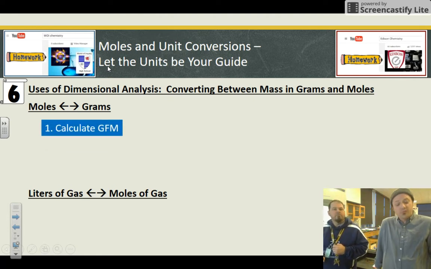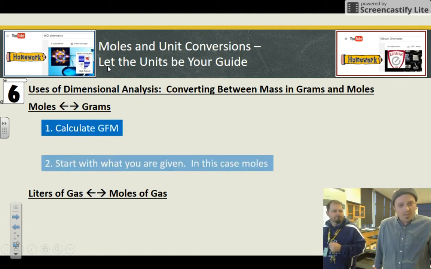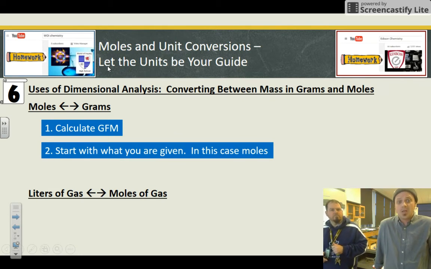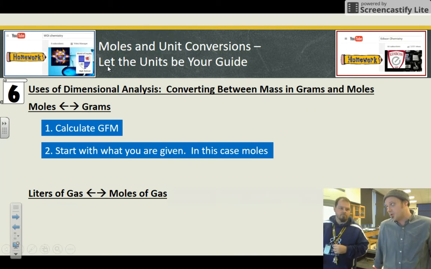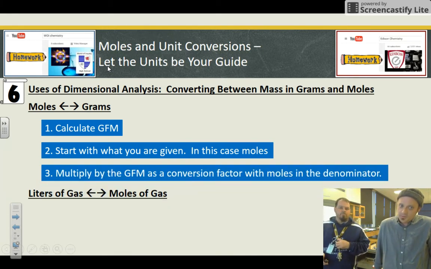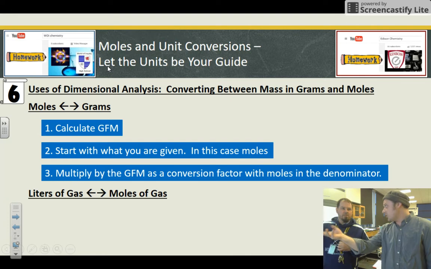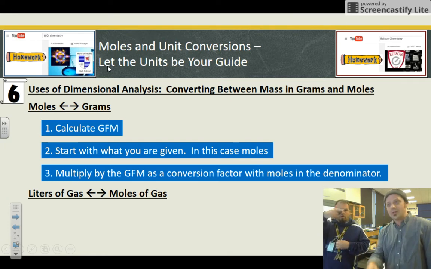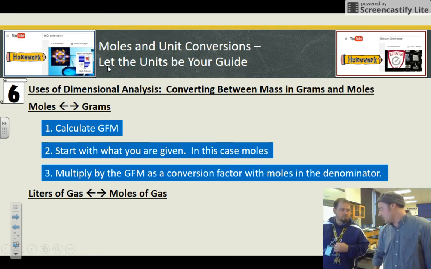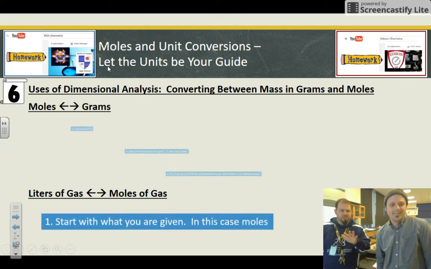The first step is always to figure out the gram formula mass of the compound you're interested in. Start with what you're given. In this case it is moles. So you're going from moles to grams, like 2 moles of water. How much does it weigh? You start with the moles, so you multiply by the gram formula mass as the conversion factor with the moles in the denominator. For water, it would be 18 grams over 1 mole. So 2 times 18 would be 36 grams, if that were the example we're doing, but we're not. We'll get there. First, let's get it out in words.